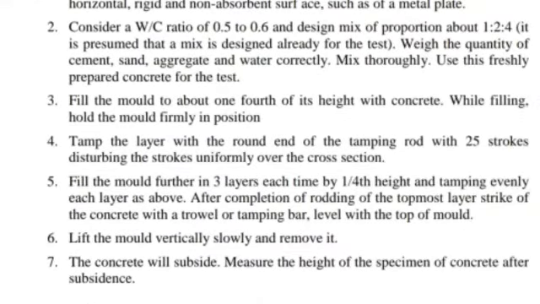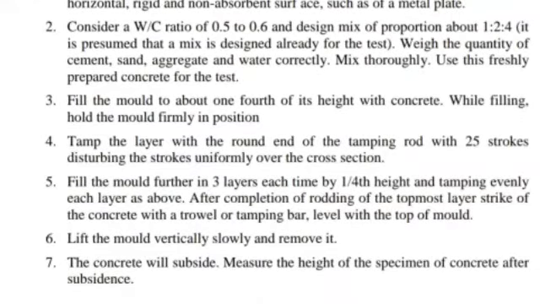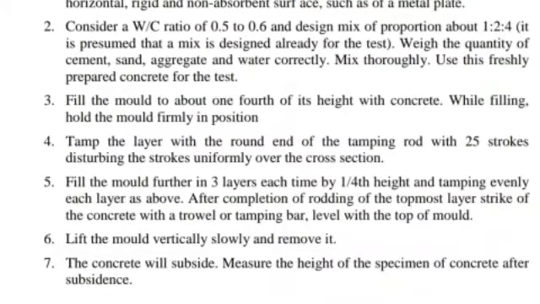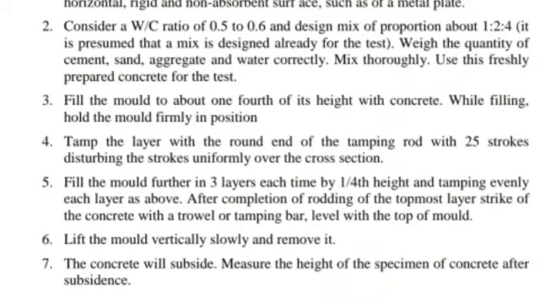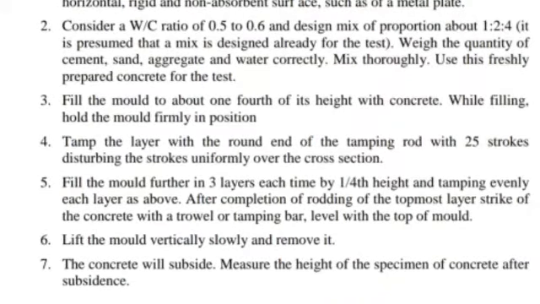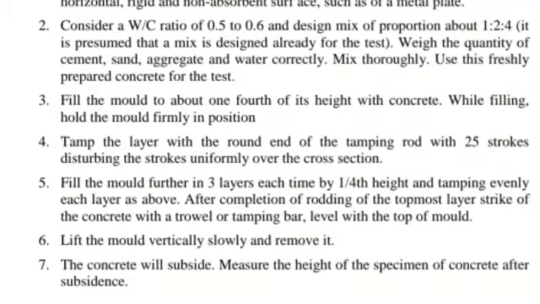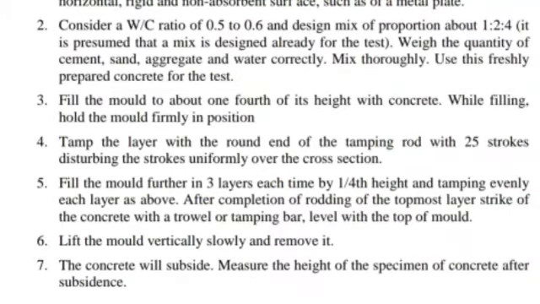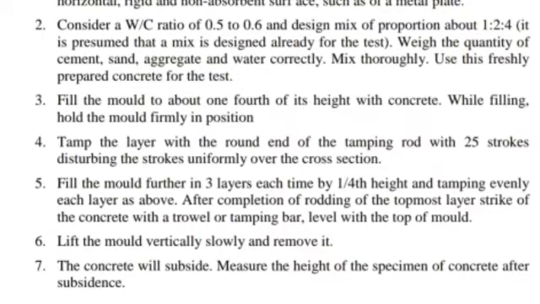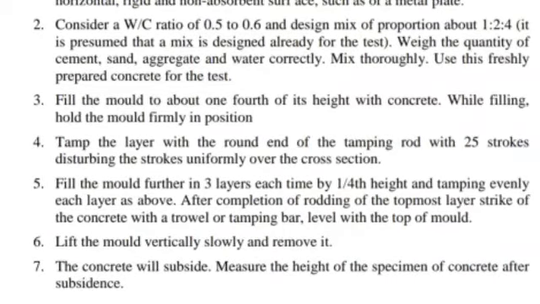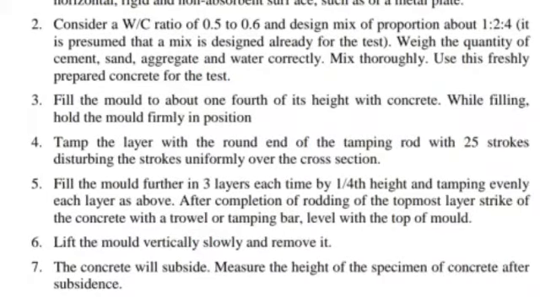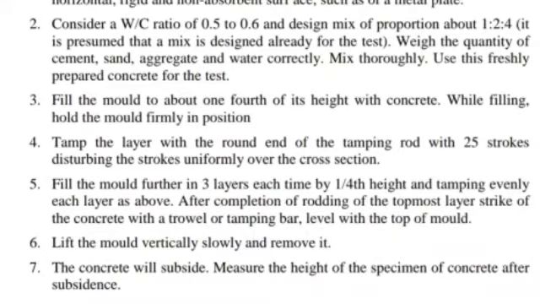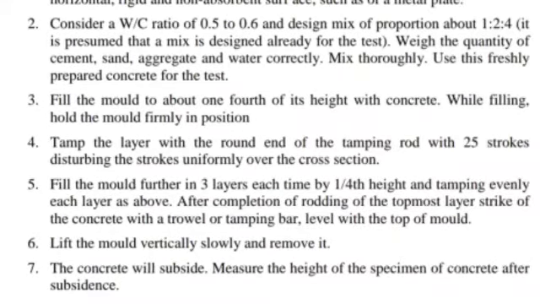4. Tamp the layer with the round end of the tamping rod with 25 strokes, distributing the strokes uniformly over the cross section. 5. Fill the mold further in 3 layers each time by 1/4 height and tamping evenly each layer as above. After completion of rodding of the topmost layer, strike off the concrete with a trowel or tamping rod, level with the top of the mold.